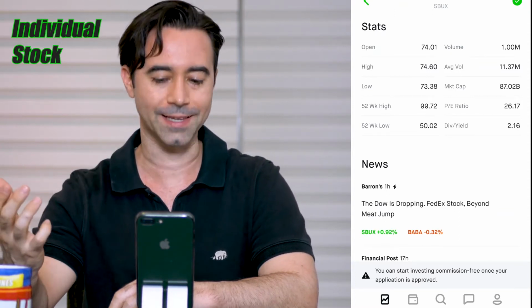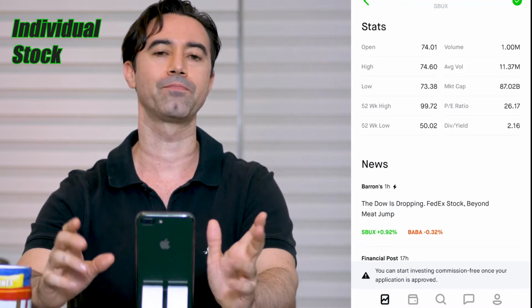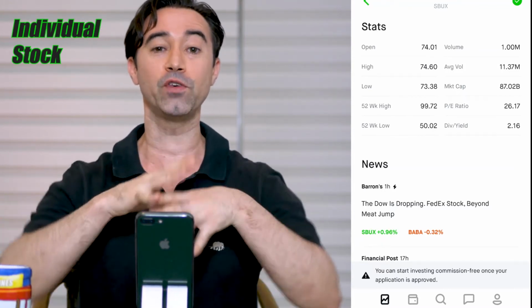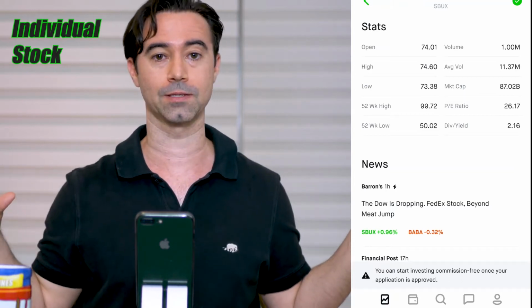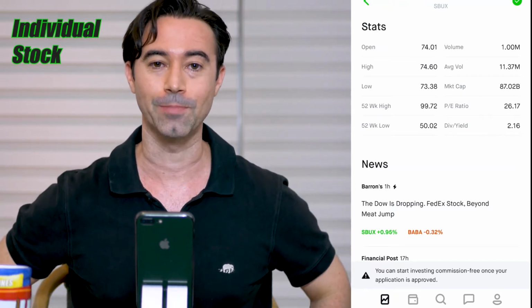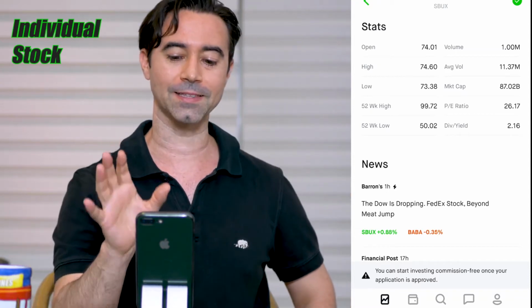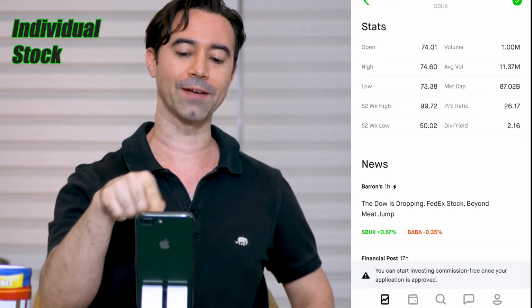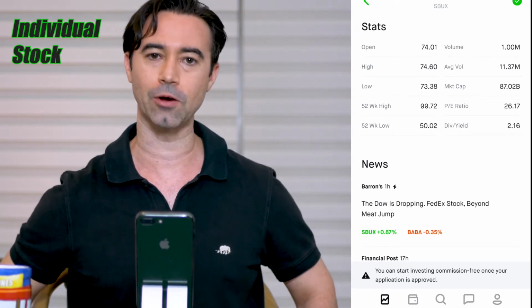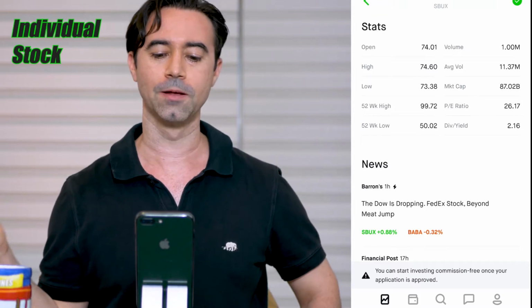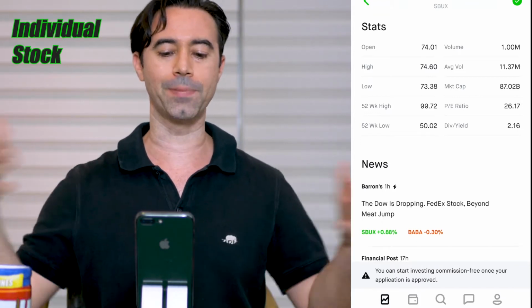The market capitalization, so market cap's important. Market cap is how big the company is. If you were to buy all of the shares of Starbucks, how much would you have to spend to buy all the shares? And if you buy all the shares, by the way, you buy the whole company. That's the amount of money you would have to spend, $87 billion. So if you wanted to buy all of Starbucks, you have to spend $87 billion. That's the market cap of Starbucks. That's how big the company is.